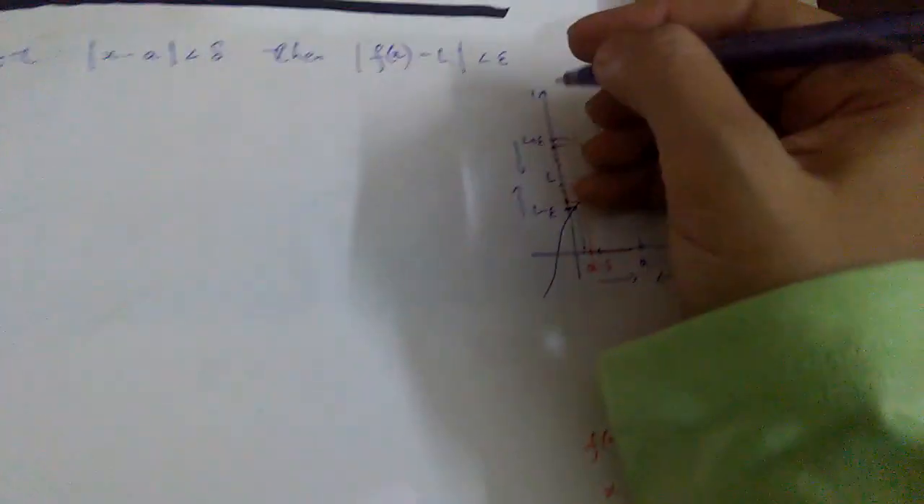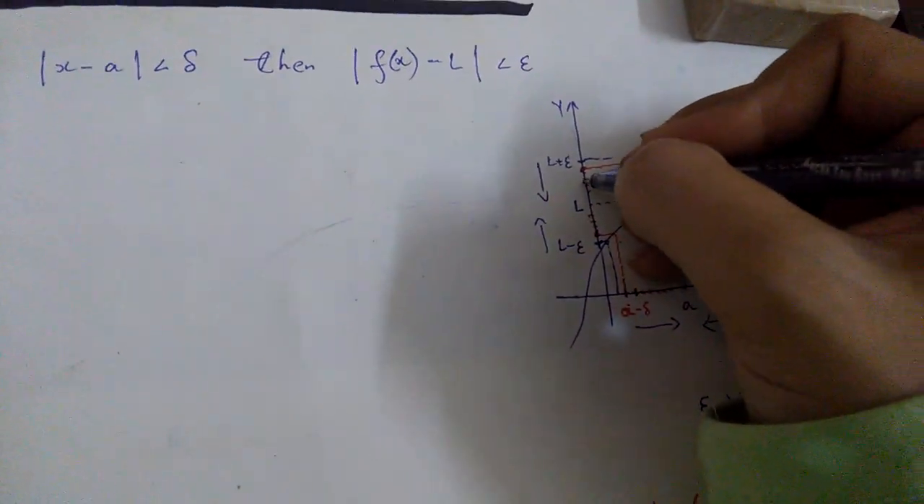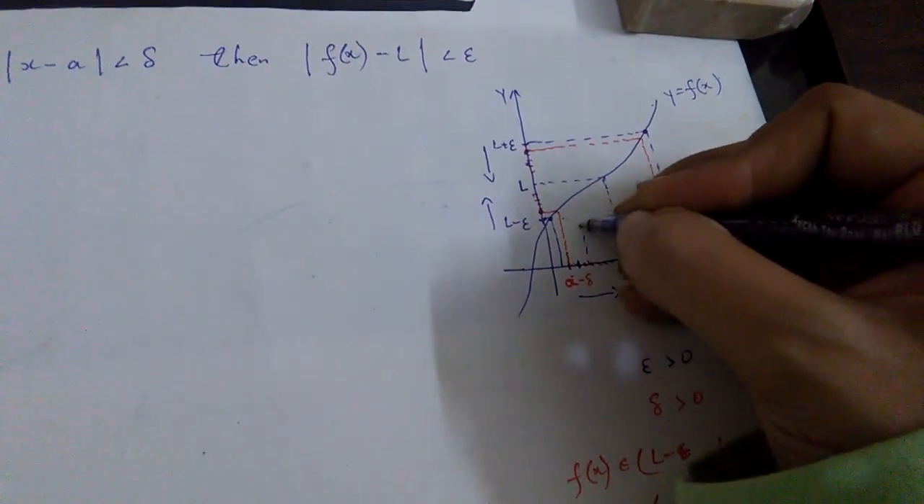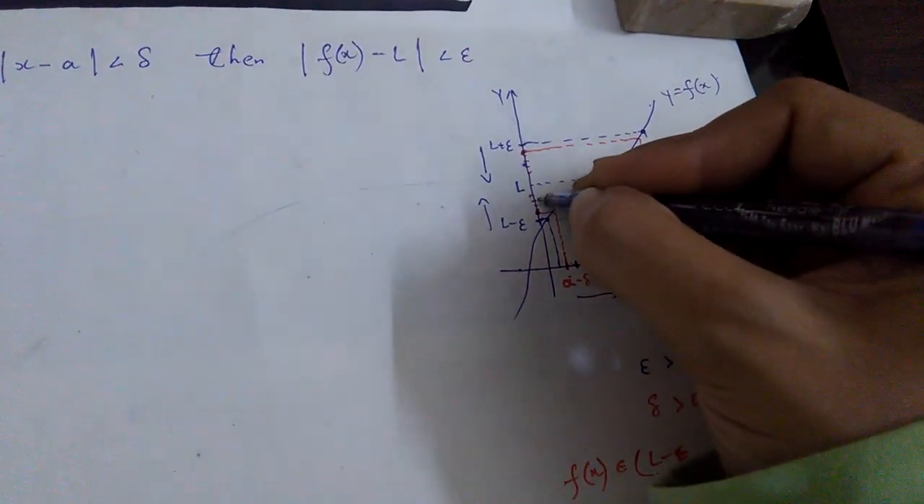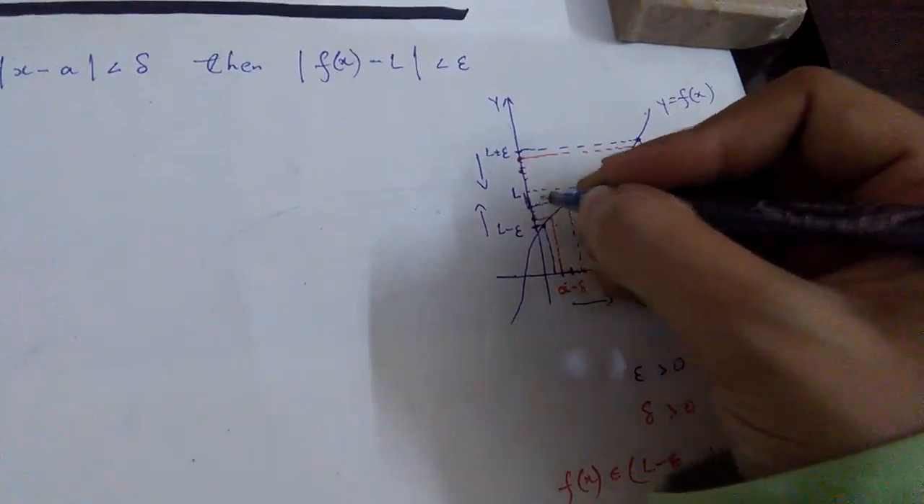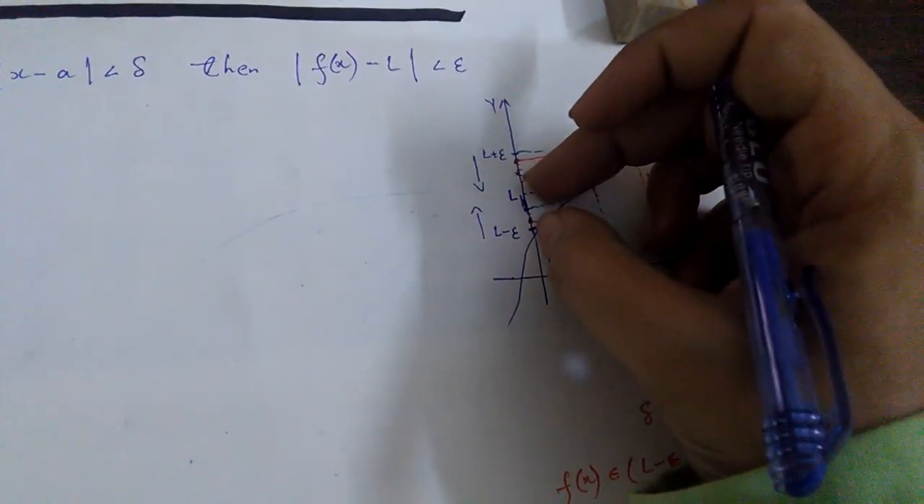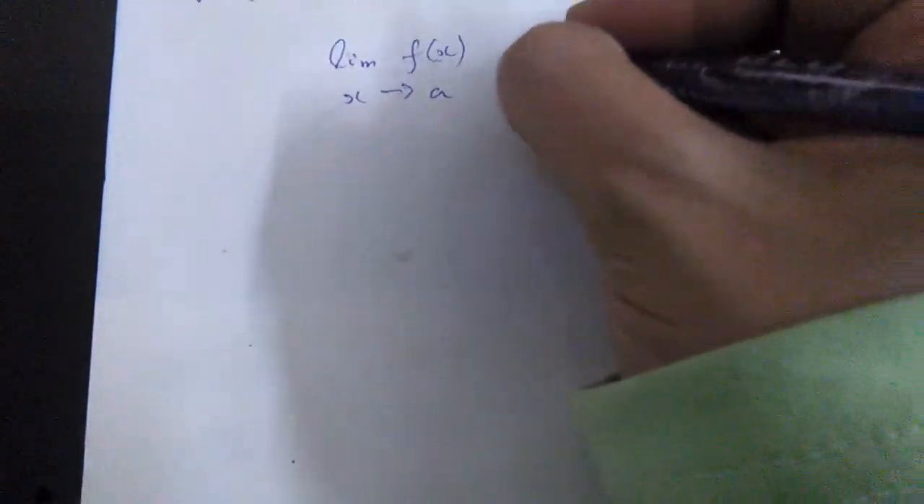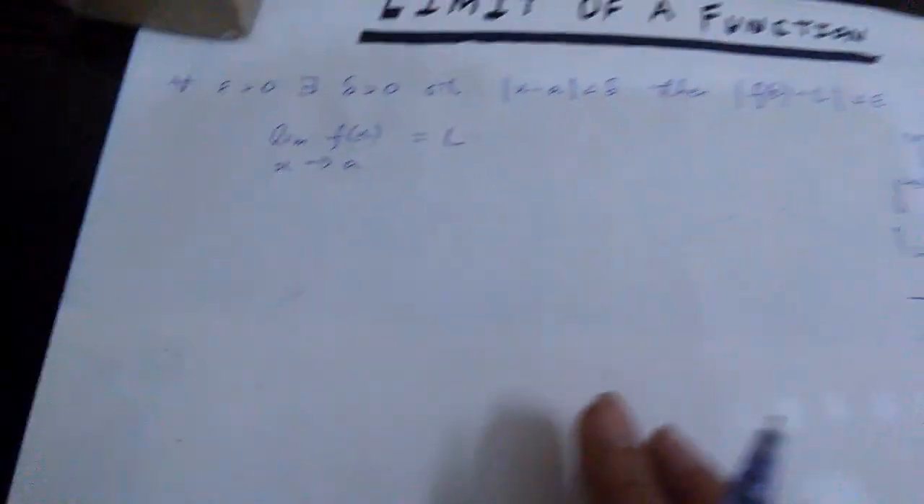Okay, so if you pick your x over here and its corresponding f of x is over here, its distance from your L is definitely less than epsilon, because epsilon distance is this much. Are you getting me? So if this situation is satisfied, then you're going to assert that the limit of f of x as x approaches a is L. Okay, this is what you say.